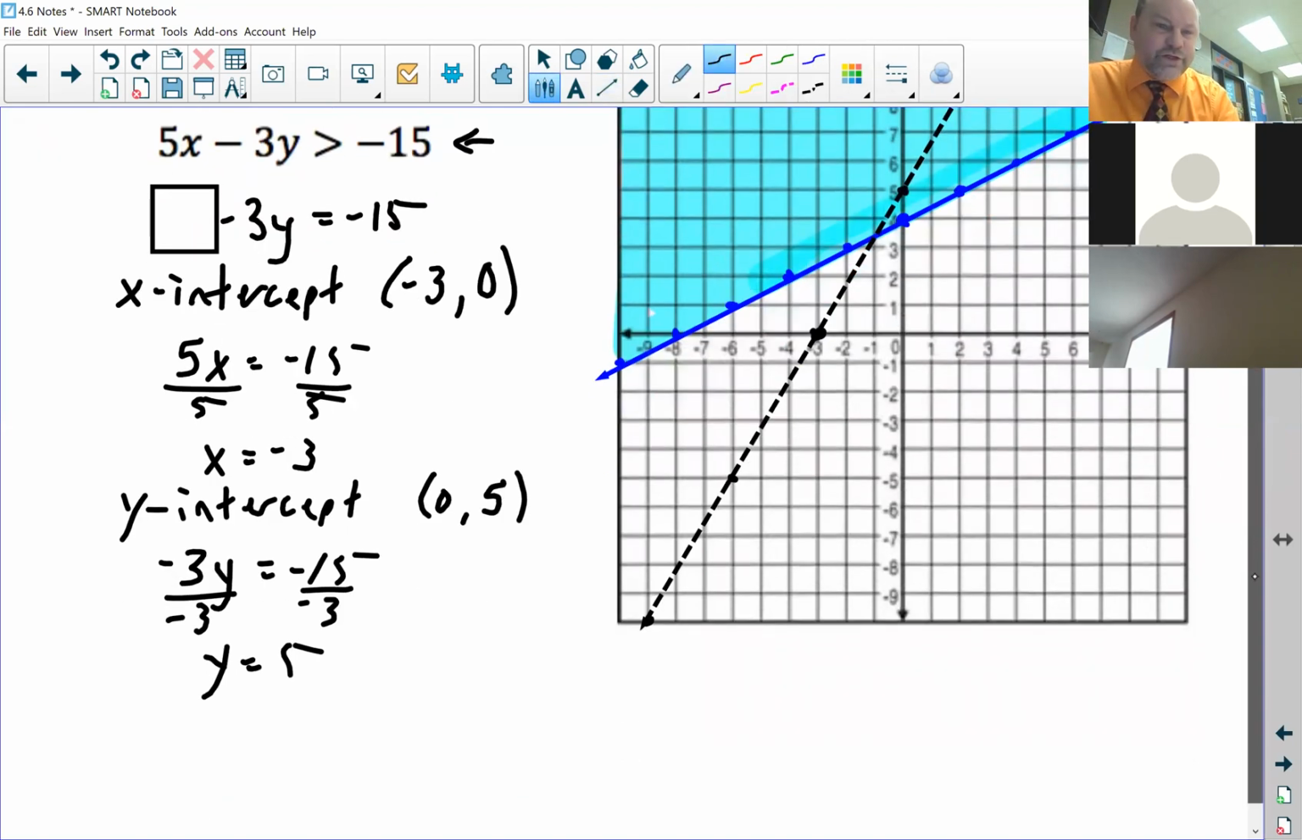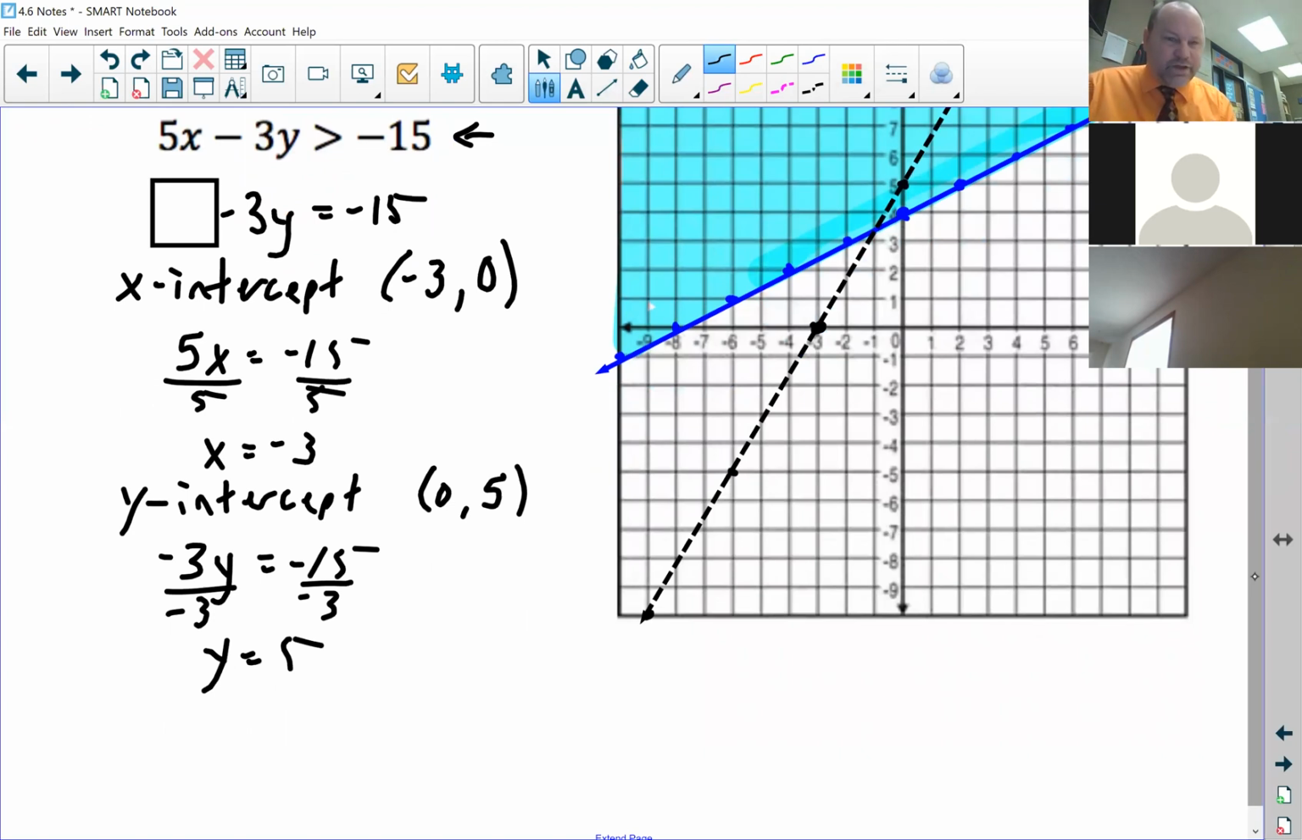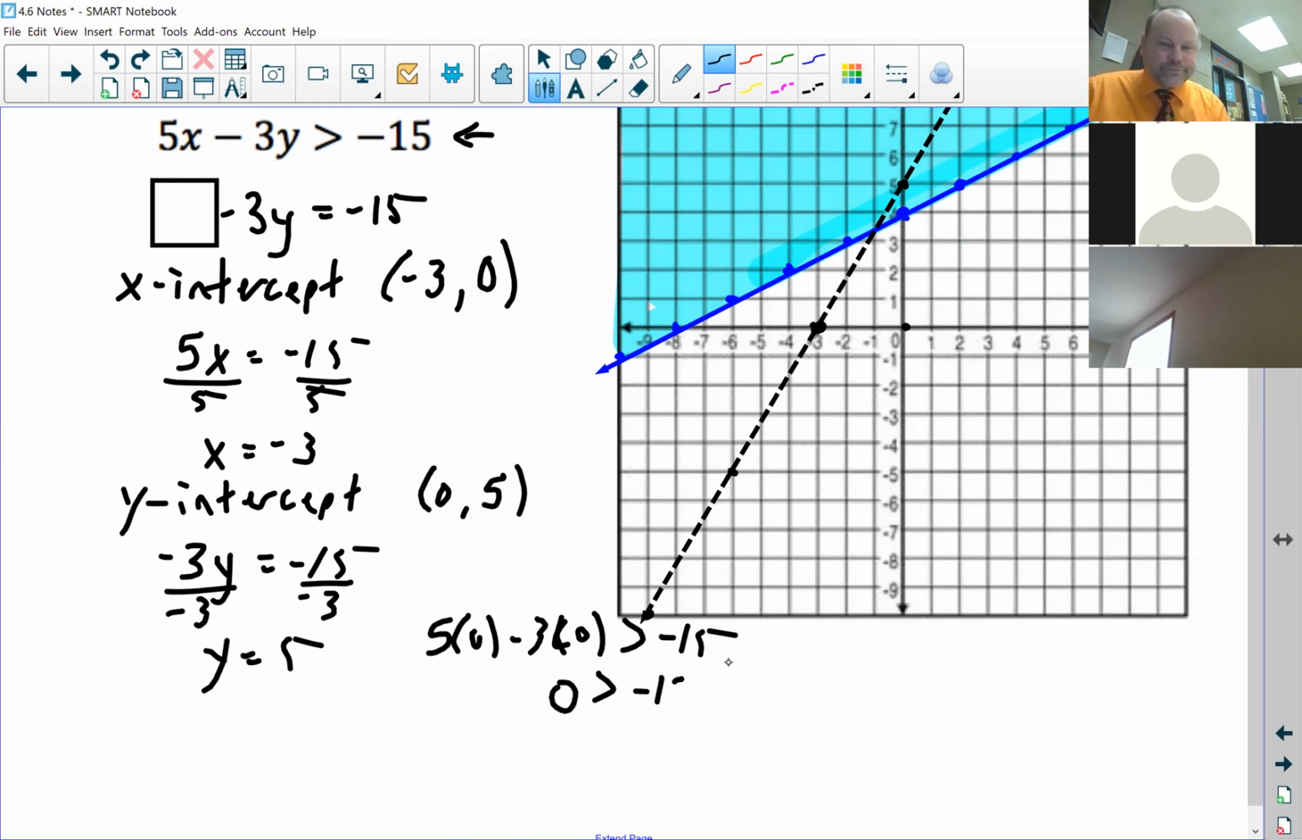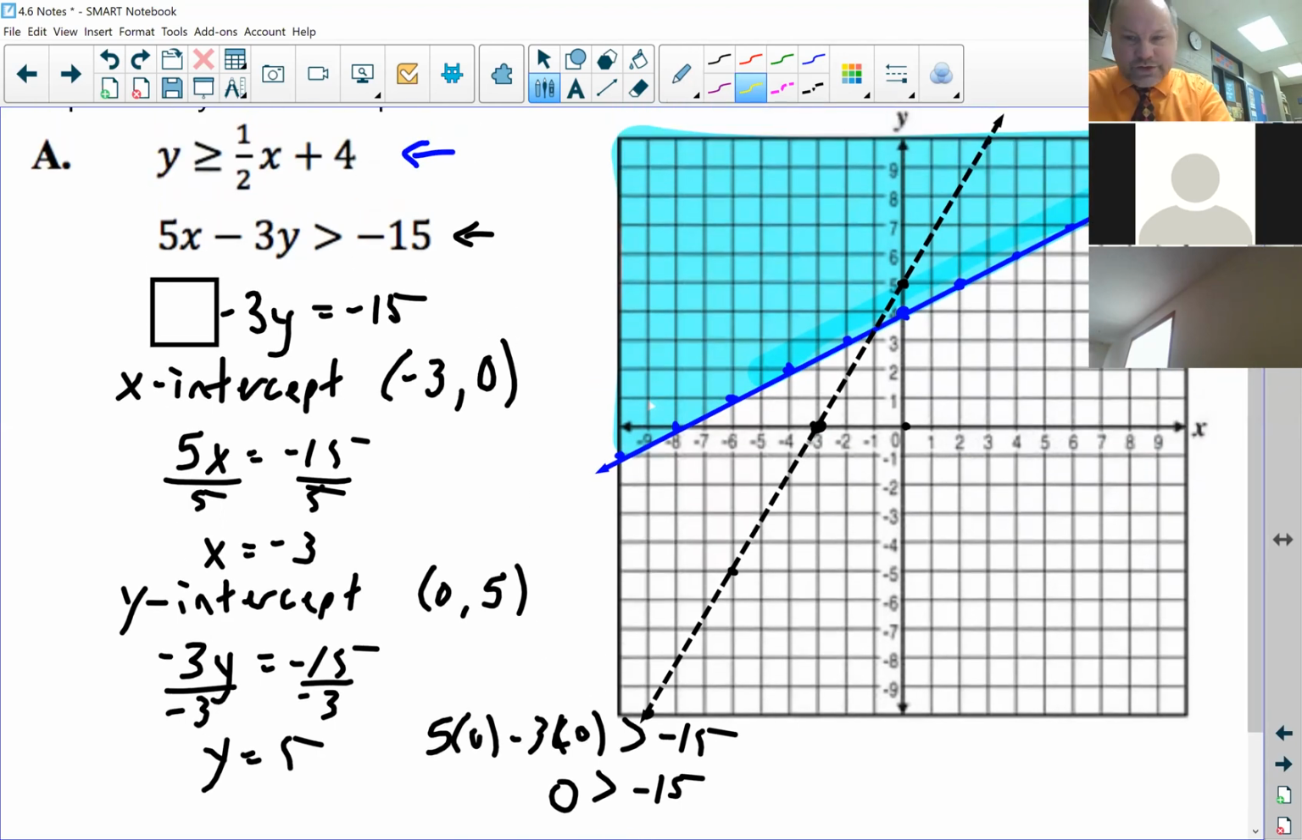For the second equation, I can't just go by the inequality. I need to pick a point. So again, I'm going to pick the point 0, 0. And this says if 0, 0 is a solution, then 0 would be greater than -15. I like it. I think 0 is greater than -15. So I can shade on the side that 0, 0 is on.